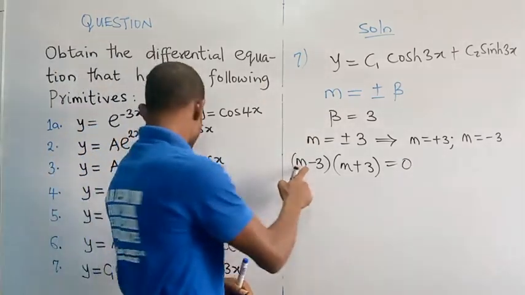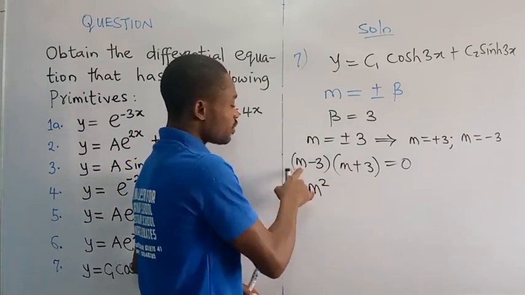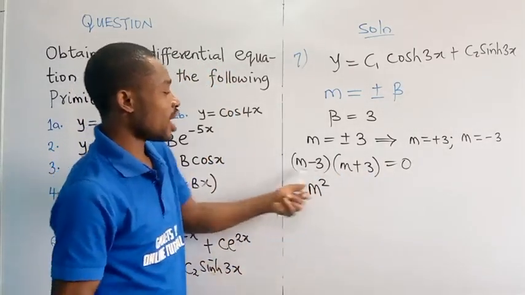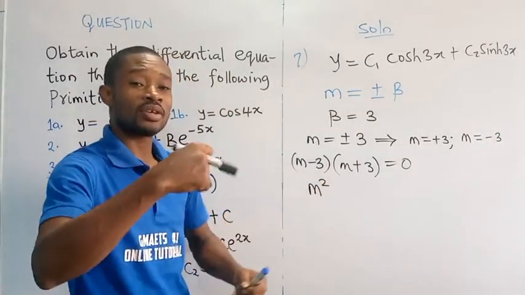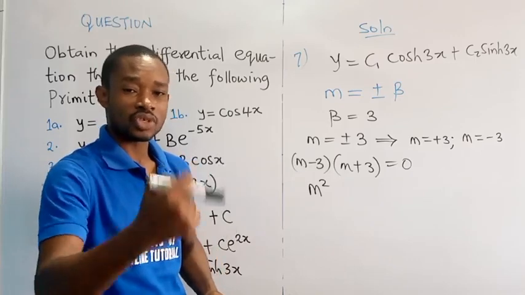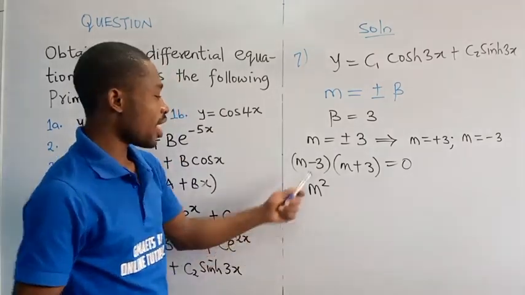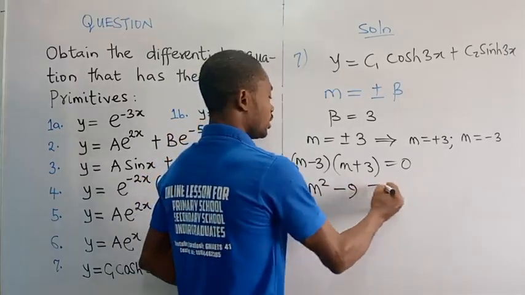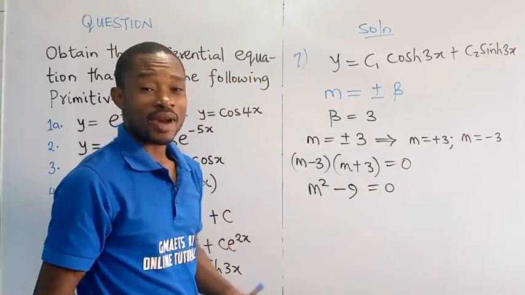Let's do that together. m times m is going to give us m squared. Then of course if you do m times 3, looking for m raised to the power 1 term, m times 3 will give us 3m. Then minus 3 times m will give us minus 3m. Plus 3m minus 3m is 0. So the m raised to the power 1 term goes off. Finally we have minus 3 times plus 3, which will give us minus 9. And that is equal to 0. I think we have arrived.